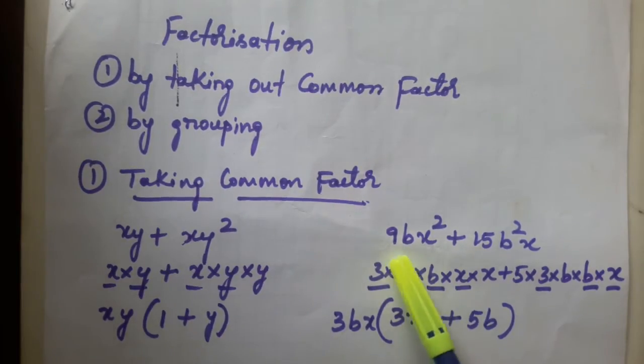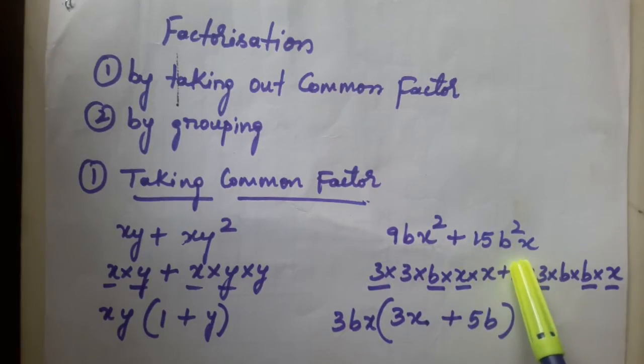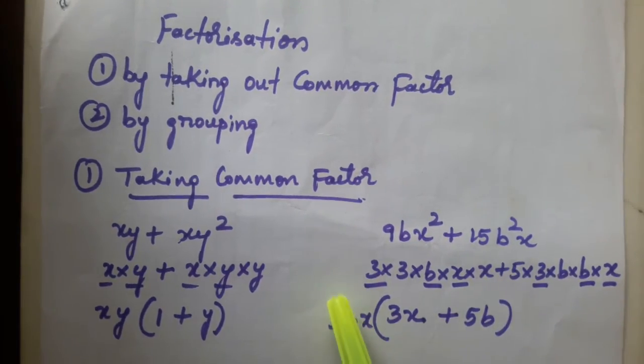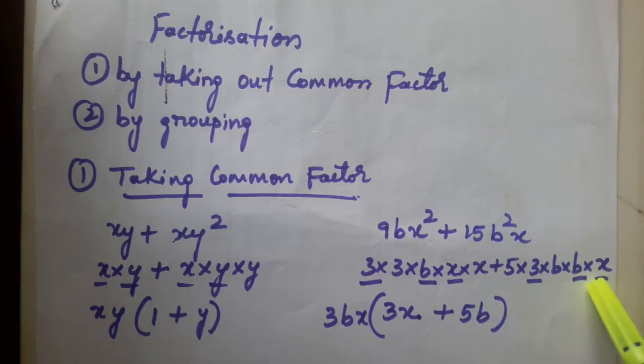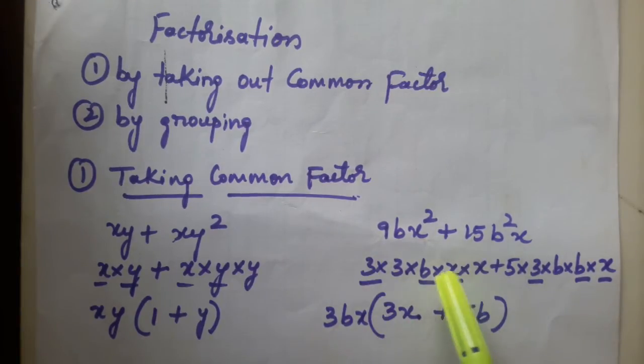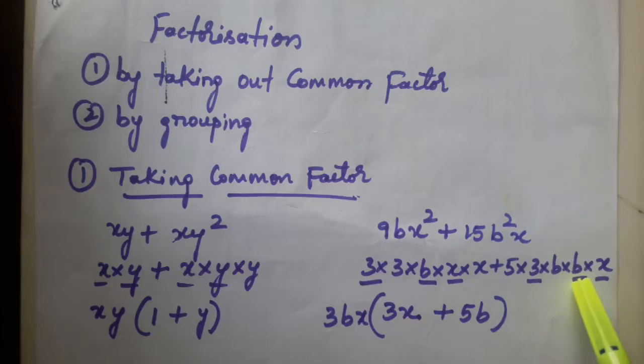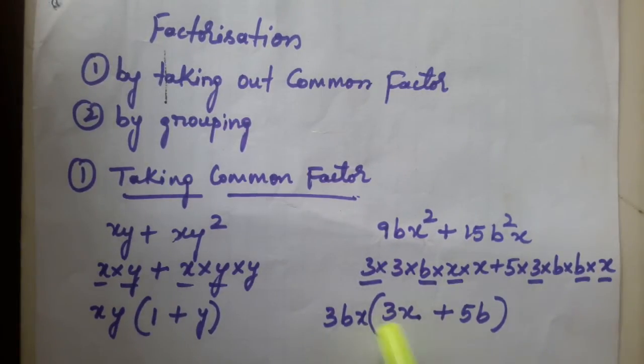So similarly the second one, 9bx square plus 15b square x. So 9bx square, the factors of all this, 3 into 3, 9 is 3 into 3 into b into x plus 5 into 3 into b into x. So here in these two terms we are getting 3bx as common in both the terms. So remove the 3bx out. So what we are left with, 3x plus 5b, right?